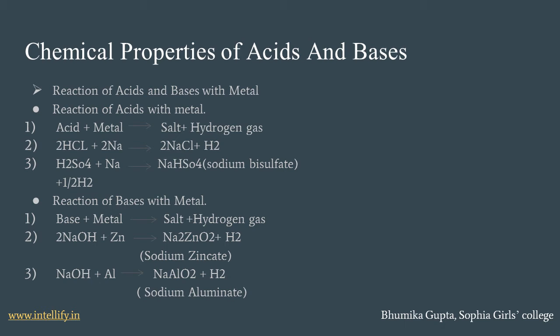Now we will discuss the reaction of bases with metals. What do we get when bases react with metals? When base and metal react with each other, we get salt and hydrogen gas as a product. Now let's take a reaction to understand this. 2 moles of sodium hydroxide react with zinc metal, then we get sodium zincate as a product, and in this, hydrogen gas is liberated. Now take another reaction to understand this more. Sodium hydroxide reacts with aluminium, then we get sodium aluminate as a product and hydrogen gas is liberated.